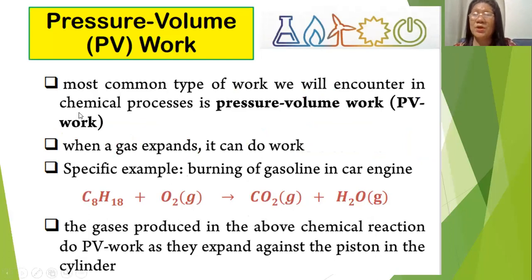And if you talk about work, there are several things that we should know about it. The first one is the work which is associated with pressure and volume, and that is pressure volume work, PV work. This is the most common, which is encountered in the chemical transformation or chemical process. Especially when gas expands, it can do work.